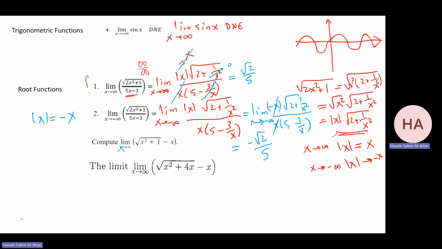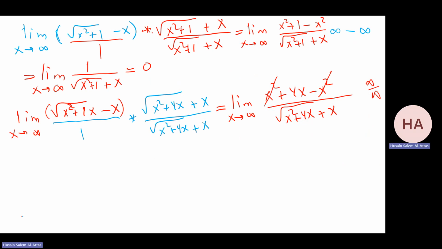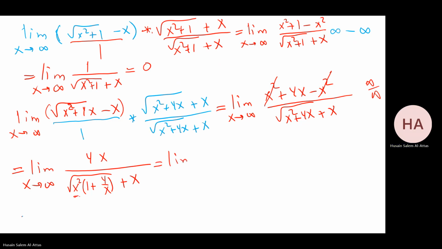So it will be a problem like the first two problems, where I need to take x as a common factor. Easier, maybe, because the numerator already has x. So this one, I'll take x as a common factor, so I have a square root of x squared times 1 plus 4 over x, plus x. So this x squared, I can take it out as absolute value. That will be 4x over absolute value of x. I'm trying to do that in detail.